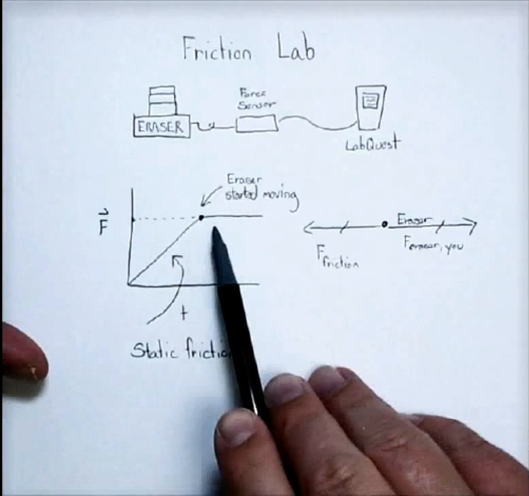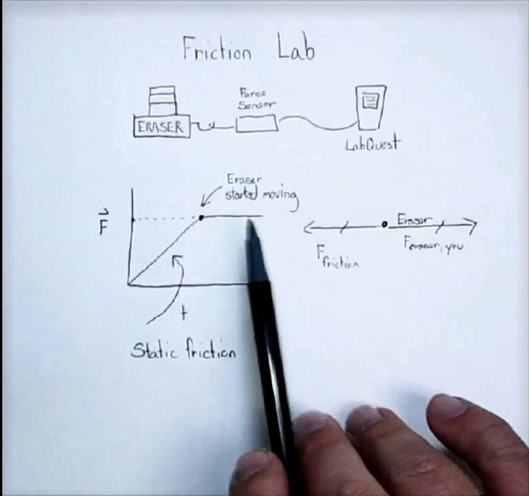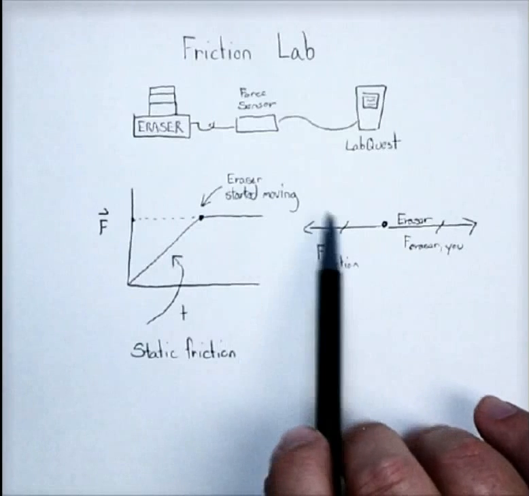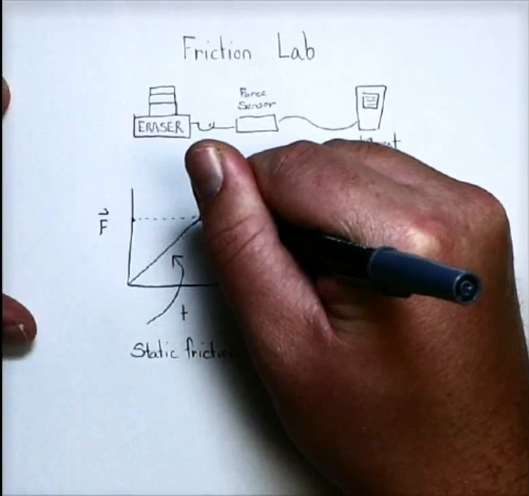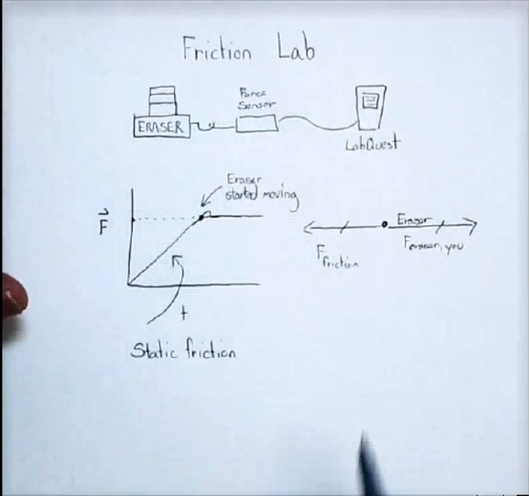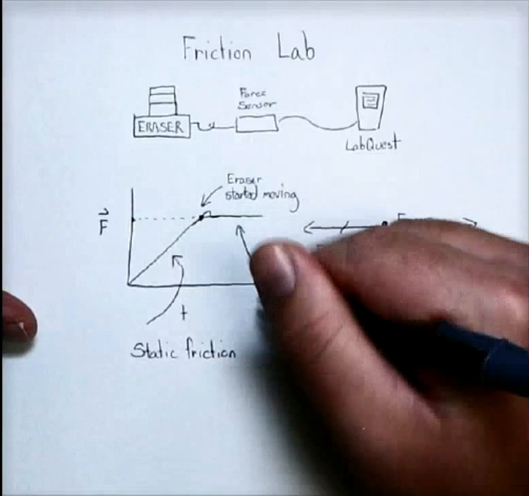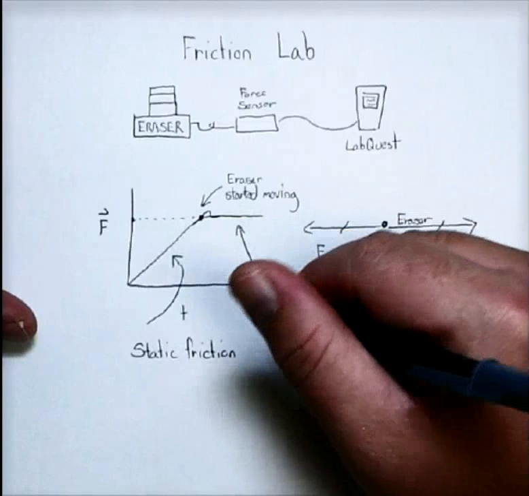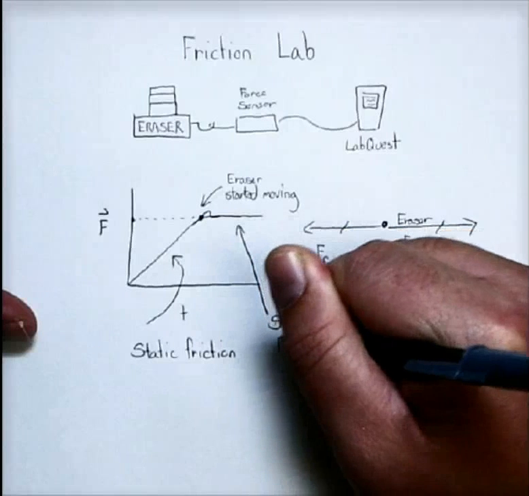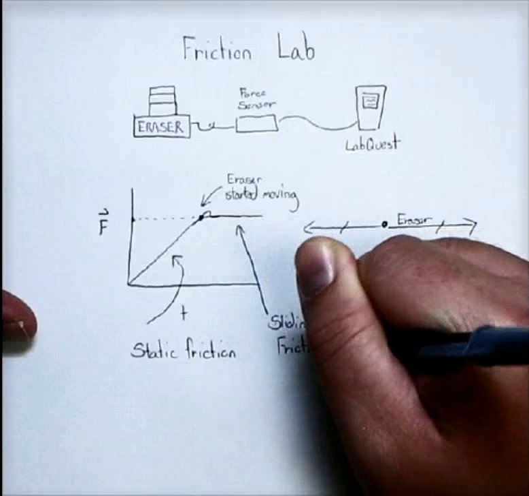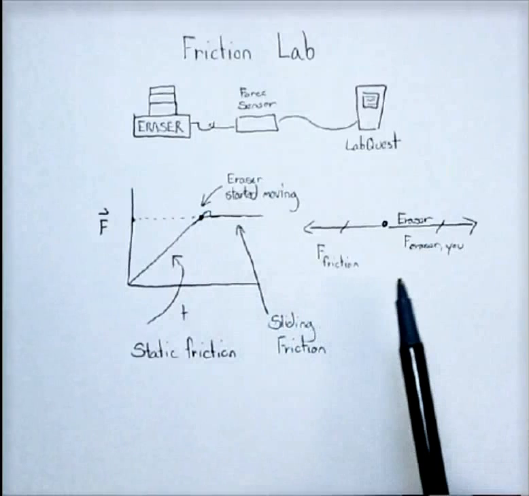Now, once this thing started moving, I said to drag it at a constant speed. Constant speed means that the forces are balanced. So at this point, if we want to get really technical, you probably should have seen a small reduction in force, so it would overshoot a little bit, and then you have this force of friction, which we would call, in this case, sliding friction, or kinetic friction would be another way to talk about this. So we have the static friction and then the sliding friction afterwards.